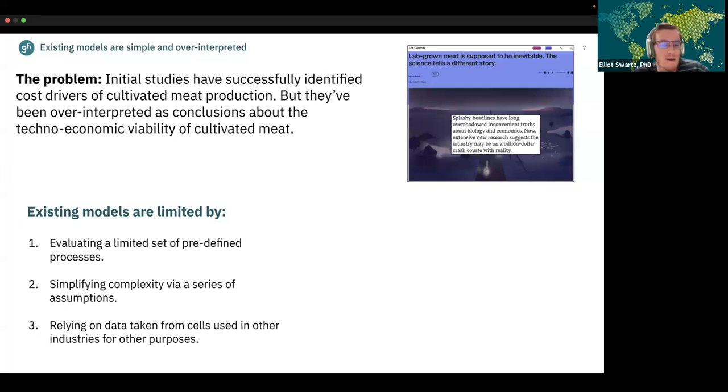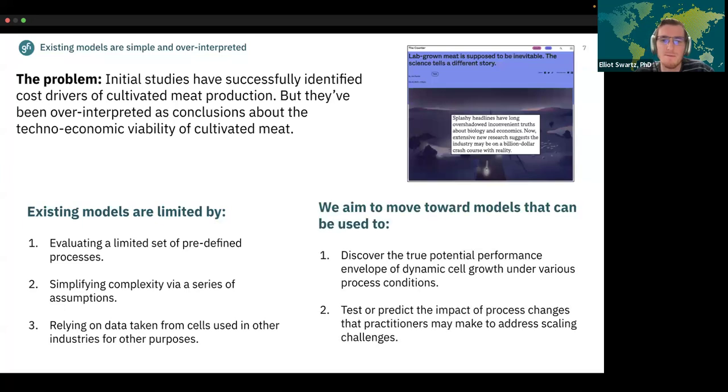They also simplify the complexity of cell growth during the bioreactor culture via a series of assumptions. And so really the existing models are not necessarily mathematical equations. They're really more of a series of assumptions. And then finally, they rely heavily on data taken from cells used in other industries for other purposes, like the biopharmaceutical industry, where the cell isn't really the product. And so there's always this question mark of how relevant are those data?